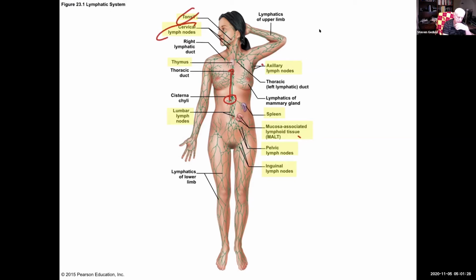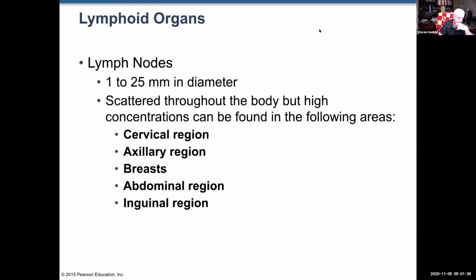Okay, these are all areas where pathogens are going to enter into the body, where you want high concentrations of lymphatic tissue. Your lymph nodes are scattered throughout the body. They're usually 1 to 25 millimeters in diameter.